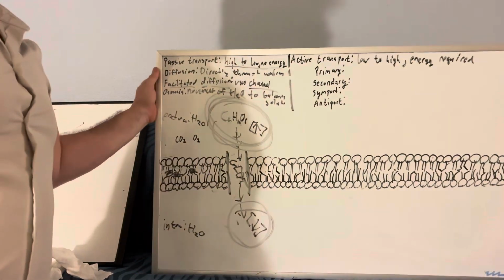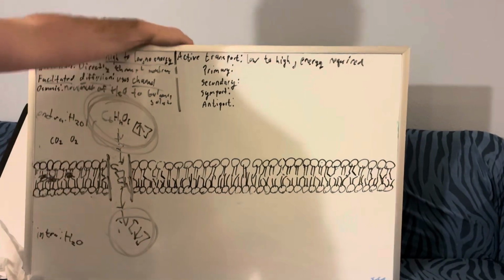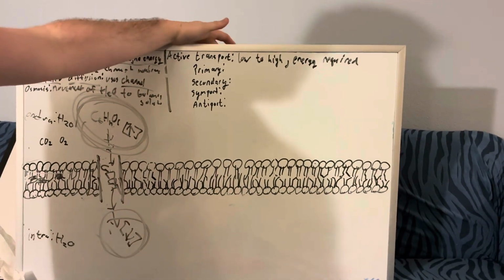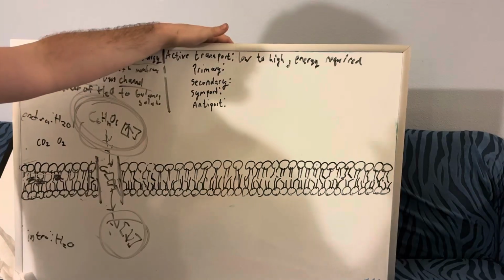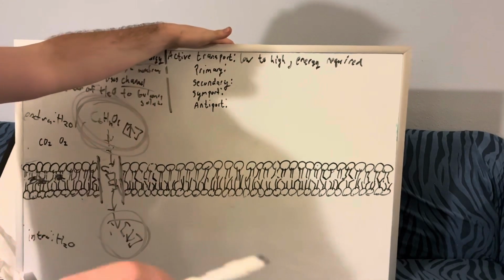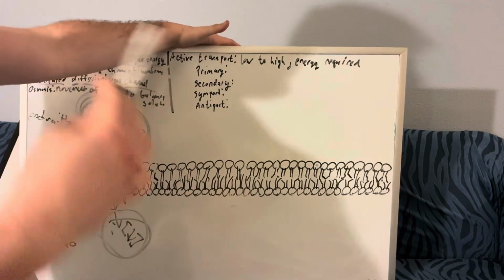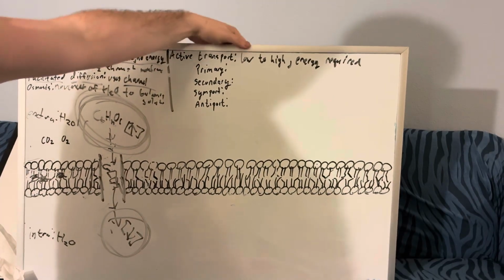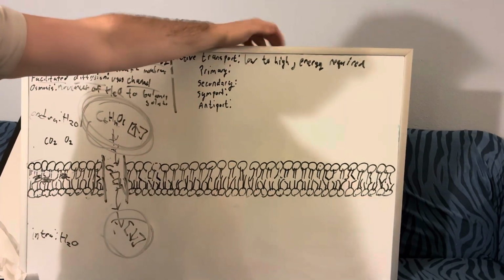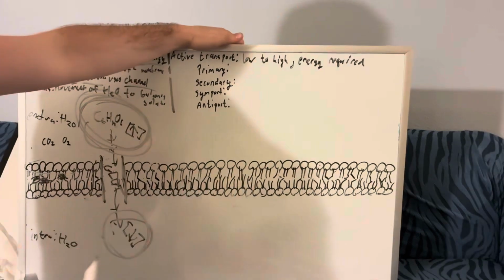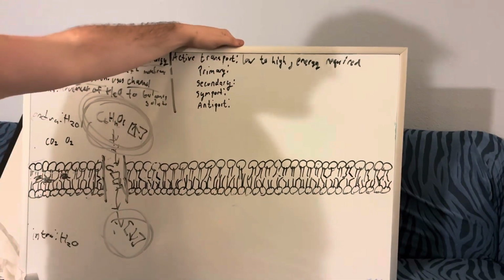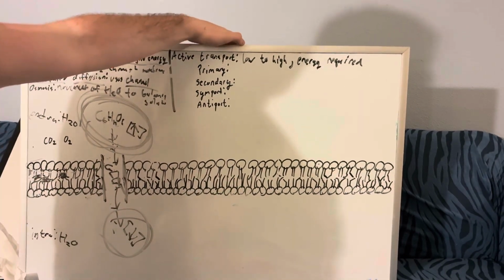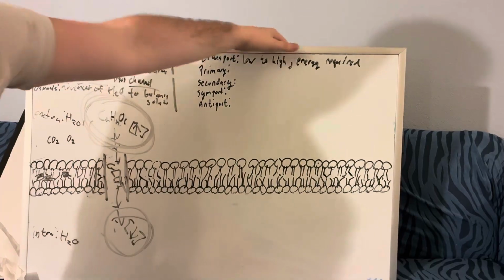That covers passive transport. Let's move to active transport. So active transport, we have been moving with passive transport from a high concentration to a low concentration, or down the concentration gradient. Active transport is going to go low concentration to high concentration. So we're pushing things. We're pushing things against their concentration gradient. And if we're pushing something against its gradient, it's going to require energy.